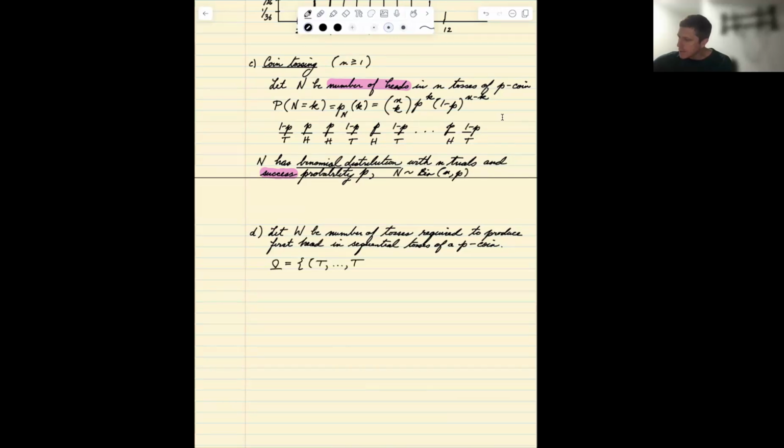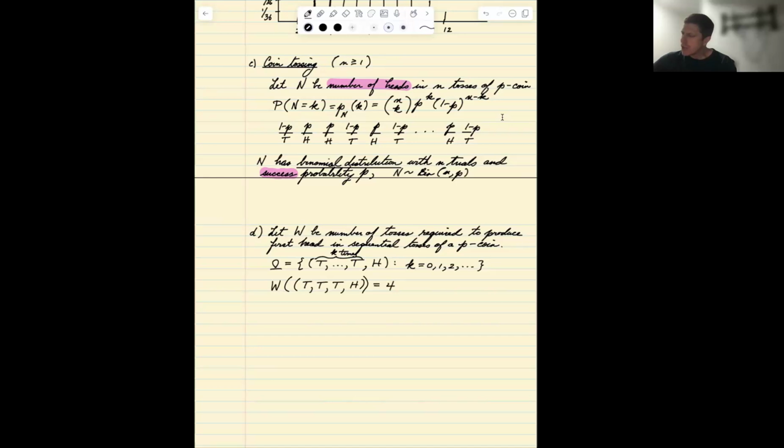T up to a head, where the number of tails can be k times, anything from 0 up to potentially infinite. We're going to toss a coin until the first head appears, and we're going to count how many tosses that requires. So, for example, if we had T, T, T, and then a head, then the value of this random variable is 4.